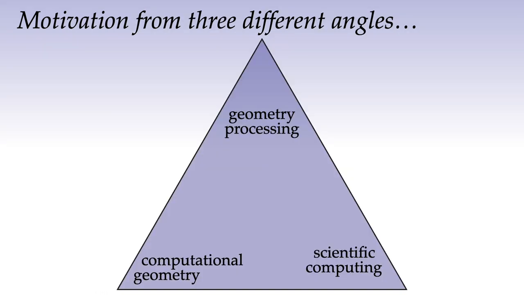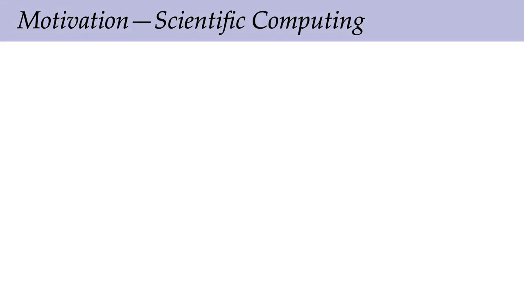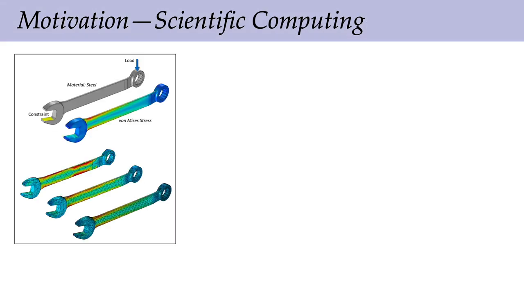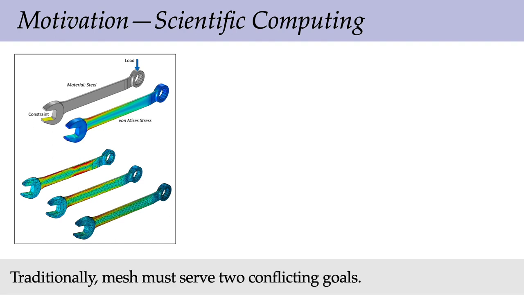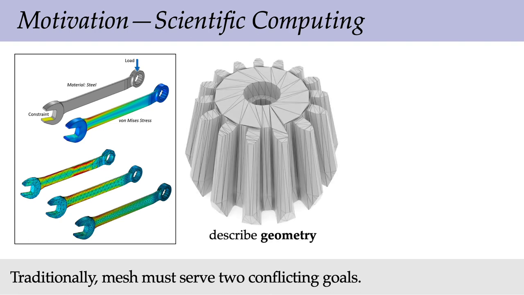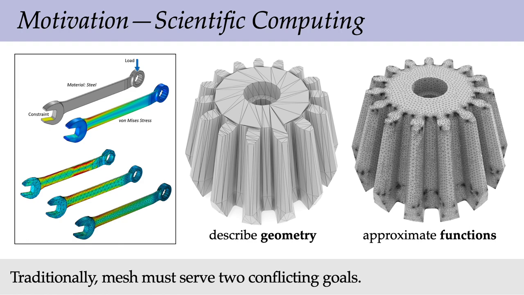Another angle or motivation is scientific computing. So here we might be using our mesh to solve a physical equation like linear elasticity, and the challenge is that our mesh must now serve two conflicting goals. It has to both describe the shape of the domain itself, and it has to be used to define a basis of functions where we approximate the solution.